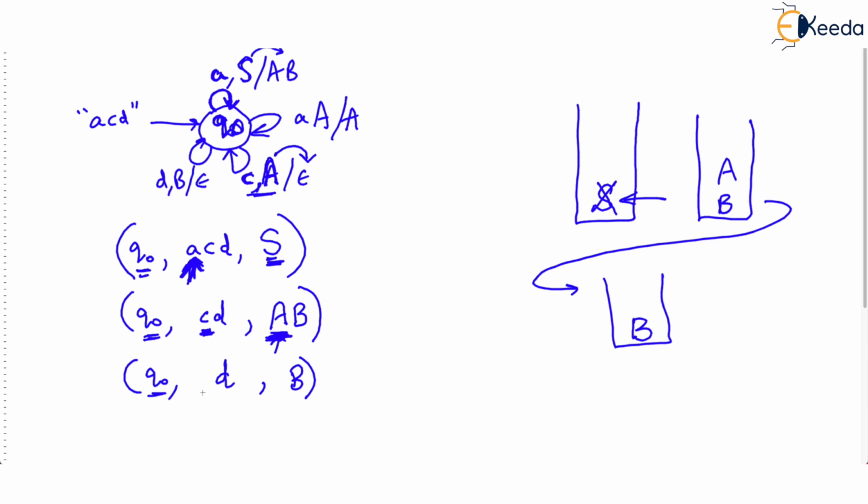Now Q0 is reading a D and top is B. Oh yes, we have that configuration. Q0 is reading a D and top is B. Then what's the action taken? Yes, that B has been popped and replaced with epsilon. We stay in Q0 and that B has been popped.